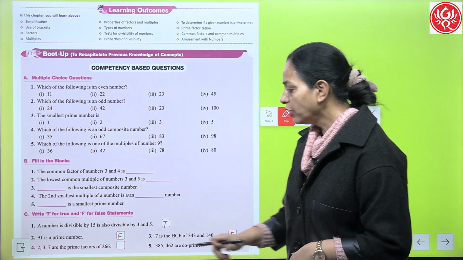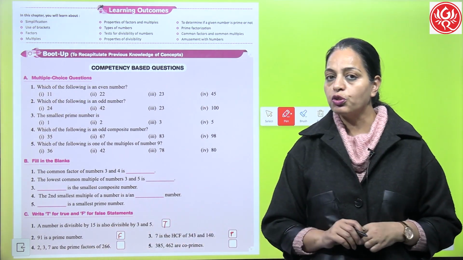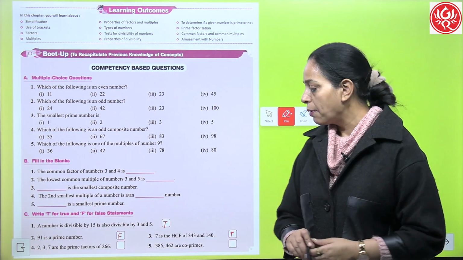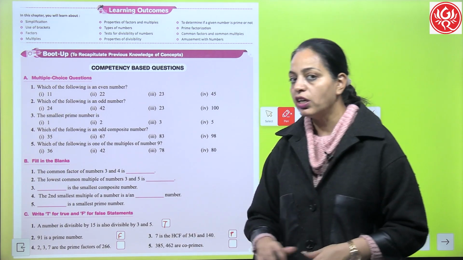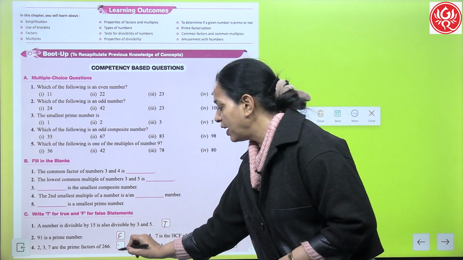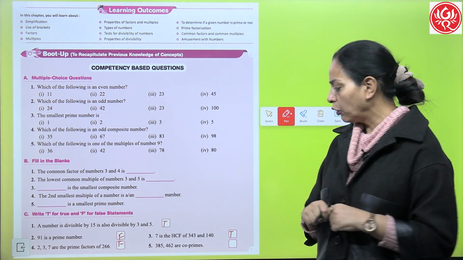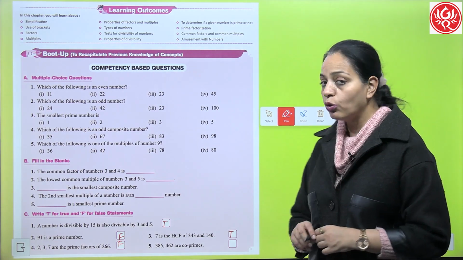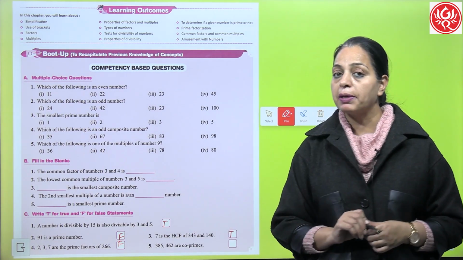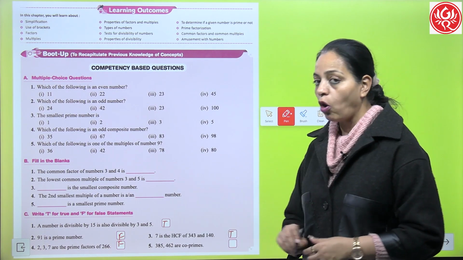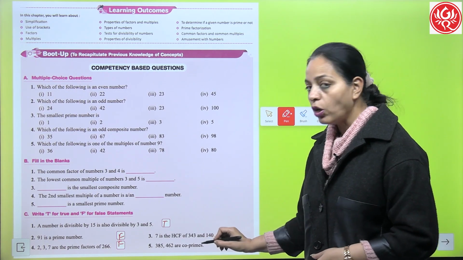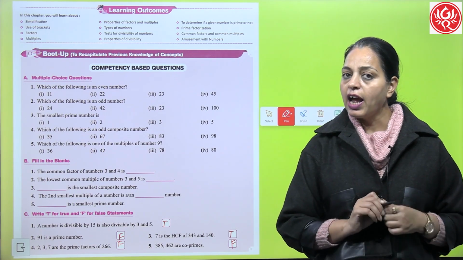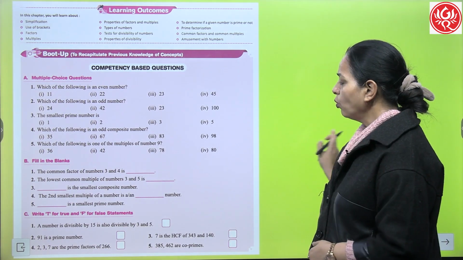Okay. The fourth one, 2, 3, 7 are the prime factors of 266. See, 266 divisible by 2, yes. By 3, no. This is not divisible by 3. So this statement is false. Okay. Now the fifth one, 385 and 462 are co-primes. No. These two numbers are divisible by 7. So they have a common factor 7. So these are not co-primes. So this statement is false. Okay. I hope these are clear to you.